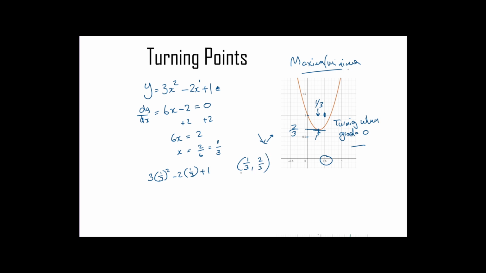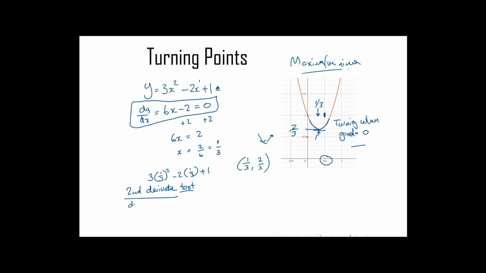Okay. Is this a maxima or a minima? Well, just looking at the graph, we can see that it's a minima. It goes down to a minimum point and then starts coming back up again. How could we prove that? Well, we prove it by looking at it, but there is a test, and it's the second derivative test. What that means is that we differentiate this again.